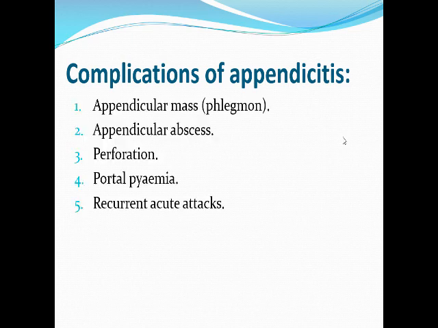What are these complications? These complications are either appendicular mass, appendicular abscess, perforation, portal pyemia, or recurrent acute attack. I want to discuss the complications in the form of a story. The story is a battle between the appendix and the immune system. If the immune system succeeds in winning the battle and controlling the inflammation, it will be localized and it will form a mass.